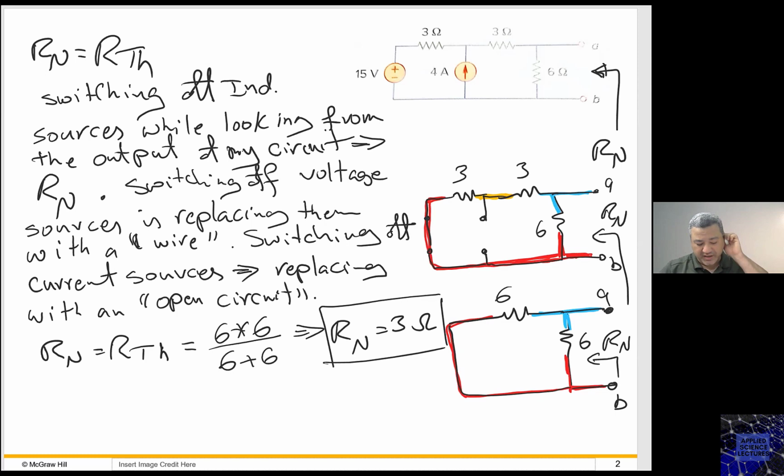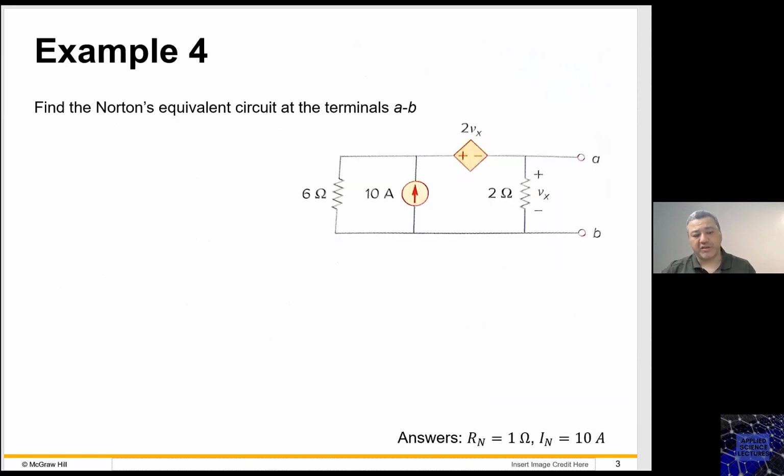And as you can see, it's a bit easier when you have only independent sources. You just need to switch off those independent sources and look at the output, calculate R Norton or R Thevenin looking from the output. Now, if you have dependent sources, then you cannot do that straightforward procedure by switching off only.